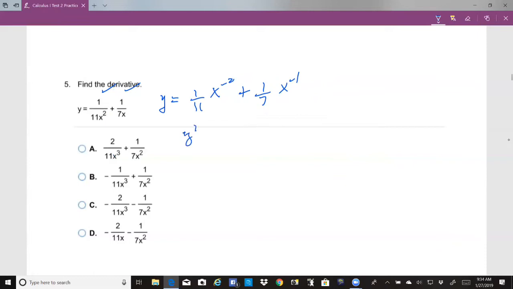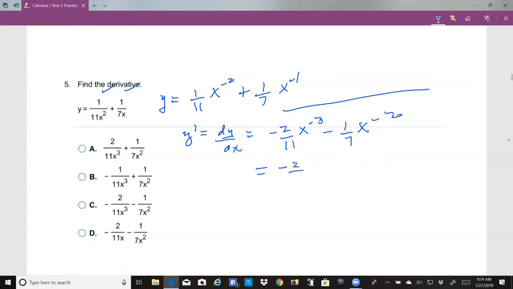Y prime equals dy dx is minus 2/11 x to the minus 3 minus 1/7 x to the minus 2. And this is the answer, of course, but we're going to change it and put x in the denominator, and that would be x cubed. And this will be 1/7 x squared, which looks like it's answer C.